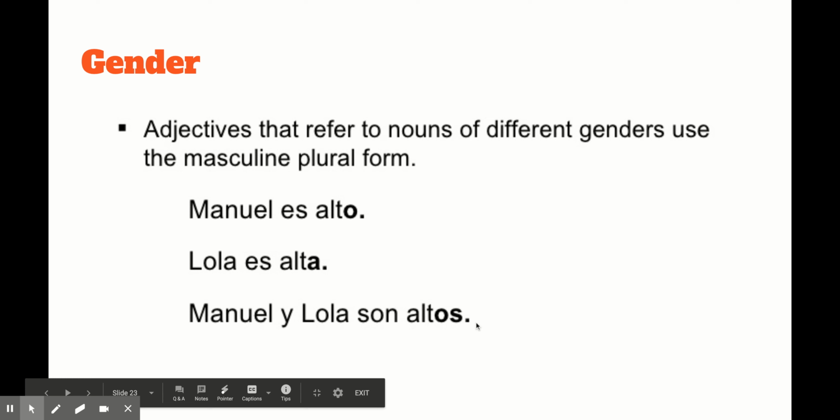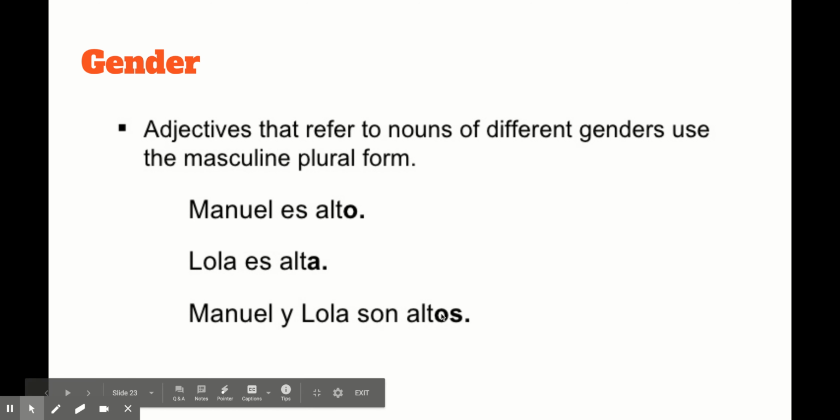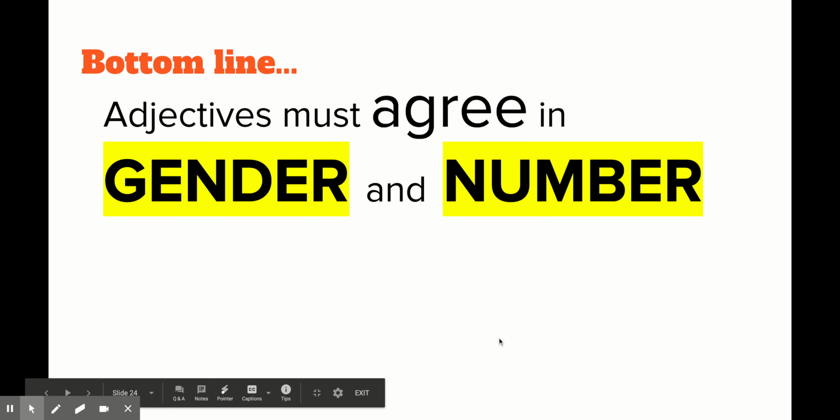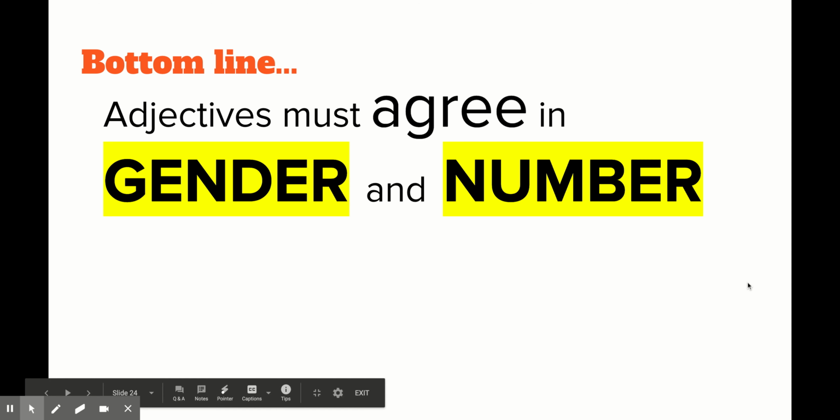It's just going to take some practice, but the adjective is always going to be masculine if there's a guy and a girl in the sentence, okay? Same as we've been talking before. That's just the rule in Spanish. Masculinity takes precedence. If you're talking about a bunch of girls, though, this would be altas, right? Bottom line, guys, in this whole thing, adjectives must agree in gender and number.